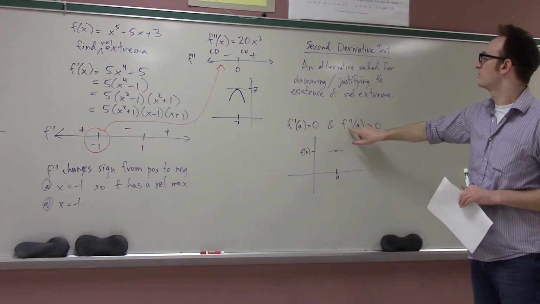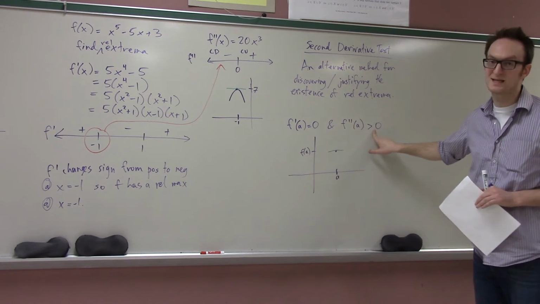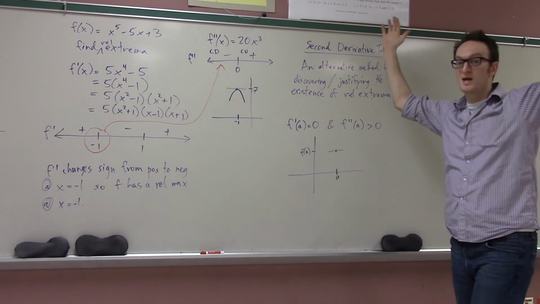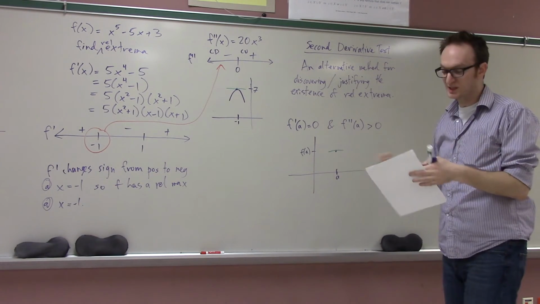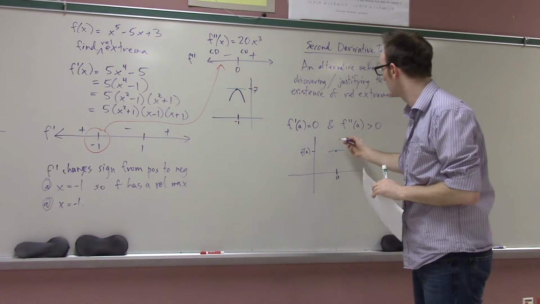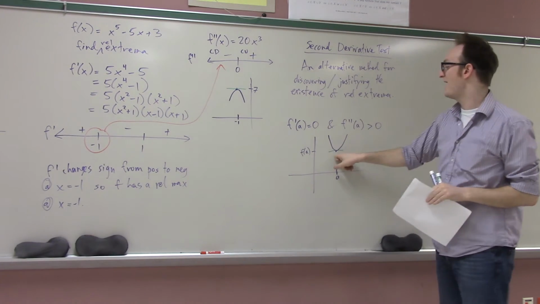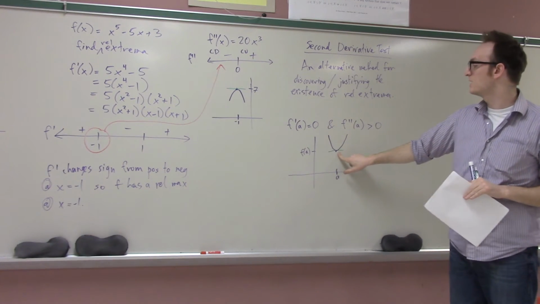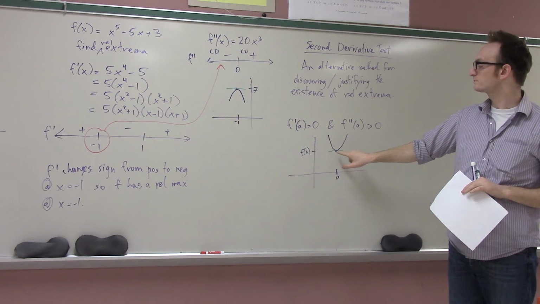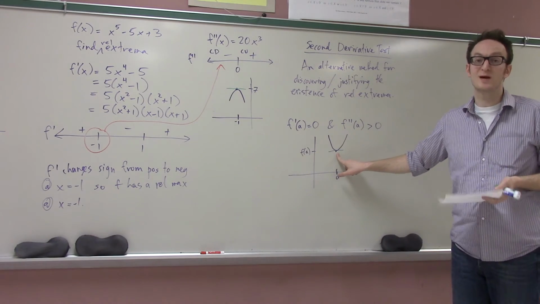But since the second derivative is positive, it means it's concave up. And if it's concave up, all tangent lines must lie below the curve. So if all tangent lines must lie below the curve, then by the definition of relative minimum, this is a relative minimum.